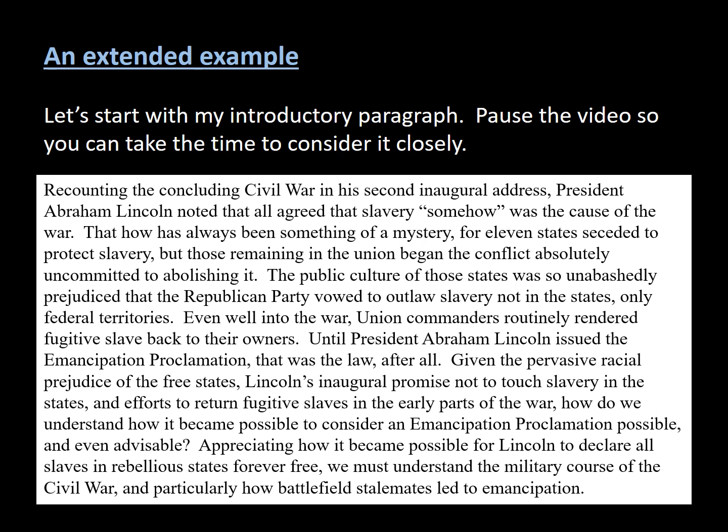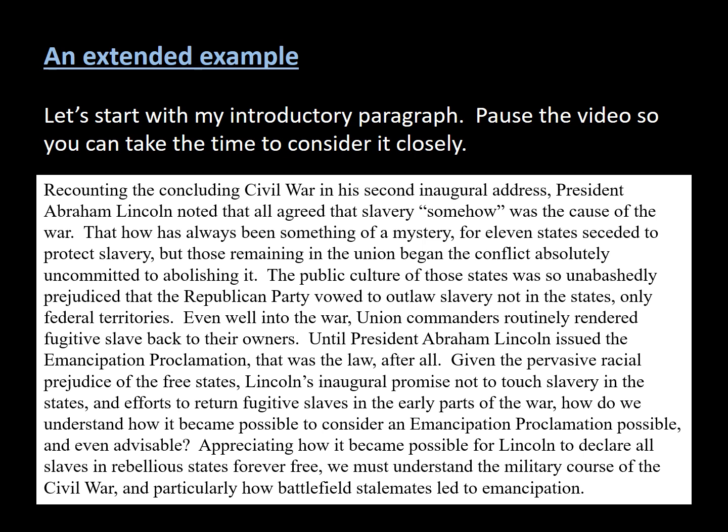The public culture of those states was so unabashedly prejudiced that the Republican Party vowed to outlaw slavery not in the states, only federal territories. Even well into the war, Union commanders routinely rendered fugitive slaves back to their owners. Until President Abraham Lincoln issued the Emancipation Proclamation, that was the law, after all. Given the pervasive racial prejudice of the free states, Lincoln's inaugural promise not to touch slavery in the states, and efforts to return fugitive slaves in the early parts of the war, how do we understand how it became possible to consider an Emancipation Proclamation possible and even advisable?